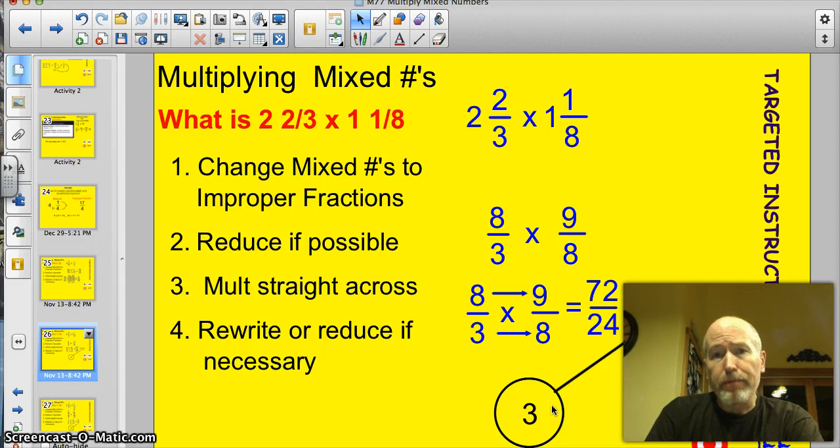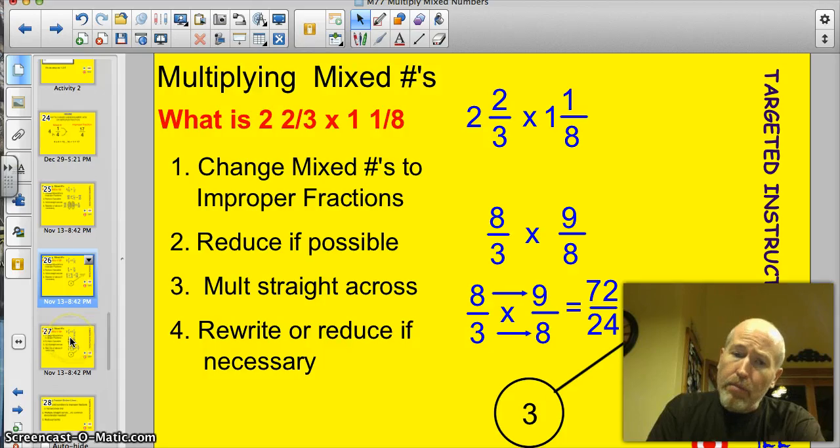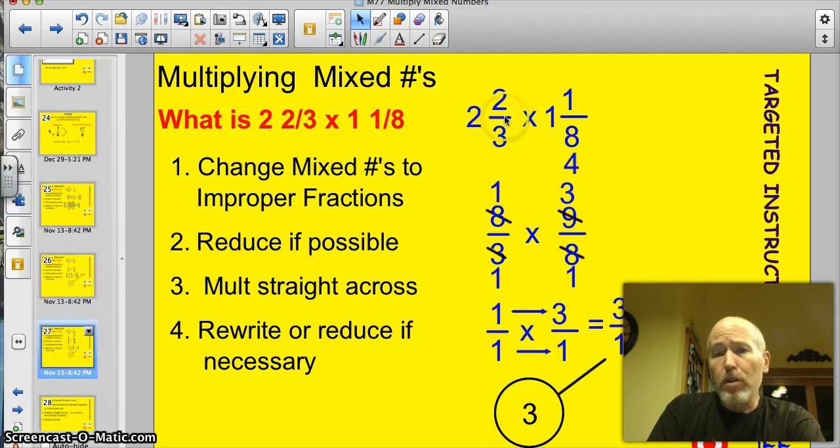Your answer is 3. Okay? I want to show you this problem reducing ahead of time earlier too. Same problem, 2 2/3, 1 1/8. Here I have 8/3, here I have 9/8. But watch how I did this.